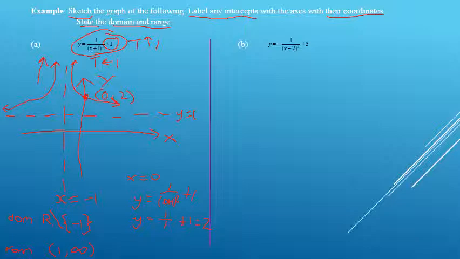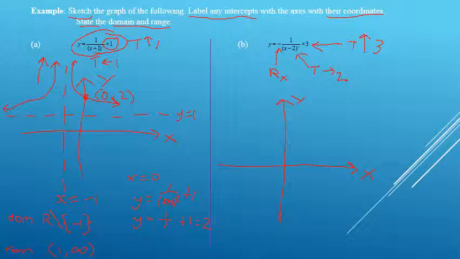Part B. There's a few things we're going to be aware of here. First thing is this. There's a negative out the front, so that causes a reflection in the x-axis. This -2 in the brackets will cause a translation to the right 2, and this +3 at the end will cause a translation up by 3. Okay, so we can start sketching our graphs here by drawing a set of axes. Okay, there's my x-axis and my y-axis.